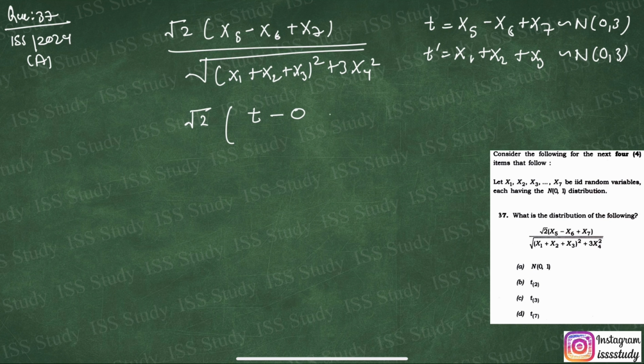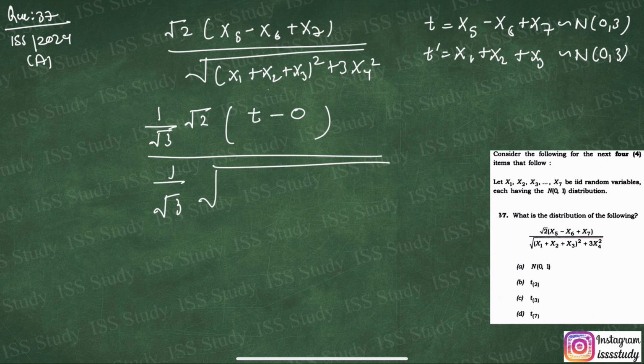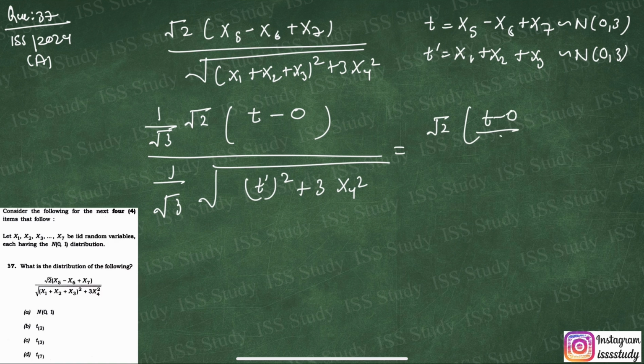Now I'm going to divide the numerator and denominator by 1 by root 3. Under the root, in place of this, I'm going to write t dash, the square of t dash, plus this is 3, this is X4 whole square. Now I'm going to take this root 3 inside. So we can write root 2, this is t minus 0, over root 3. Now you can see it is representing a standard normal variate, because what is the form of a standard normal variate? X minus its mean upon standard deviation. So you can see this is the same form, and the root 3 in the denominator represents sigma, right?